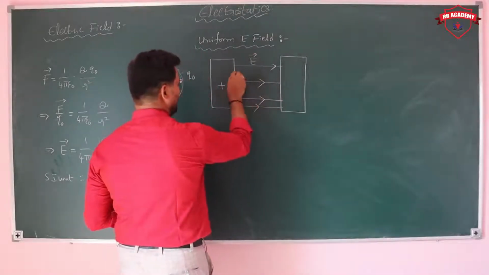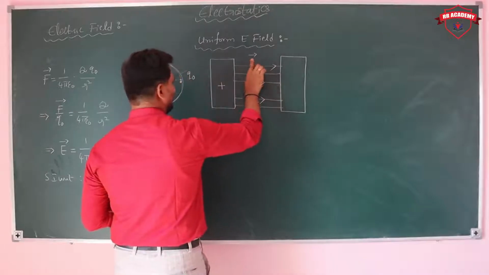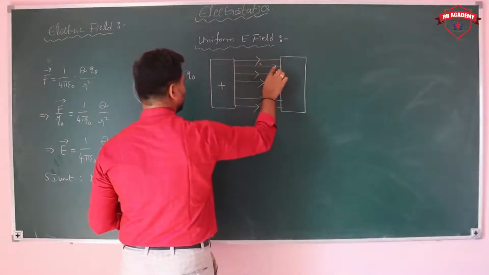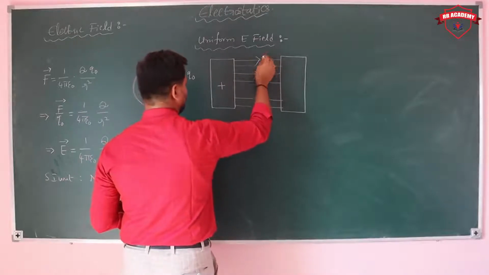And what are these lines? We'll discuss those lines. The lines are called field lines, and they have some properties also. So we'll discuss that again.